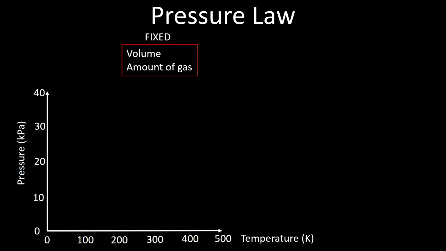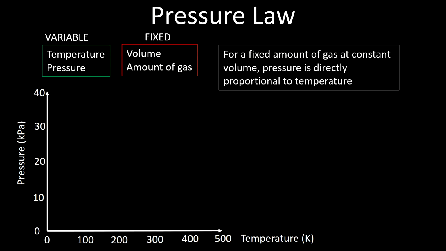Okay, so finally then, pressure law. This time, the one remaining thing we haven't kept fixed is the volume, and we're allowing the temperature and pressure to vary. And again, what happens here is we get a directly proportional relationship. That if I double the temperature, absolute temperature, I double the pressure.